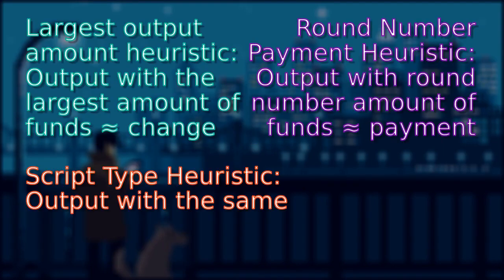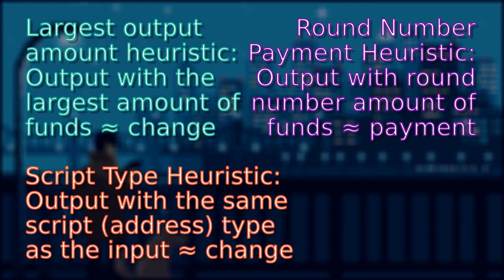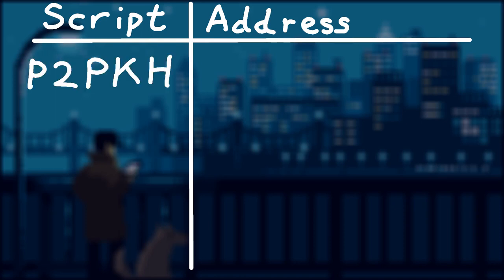In this video, we will be looking at script type heuristic. In addition to our two previous heuristics, script type heuristic assumes the change output has the same script or address type as the input. There are a few different types of scripts, and different scripts will generate different types of addresses.